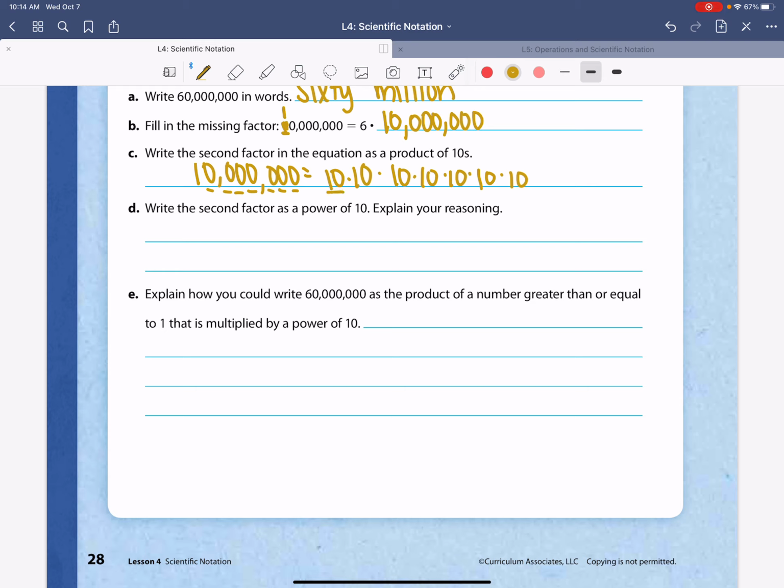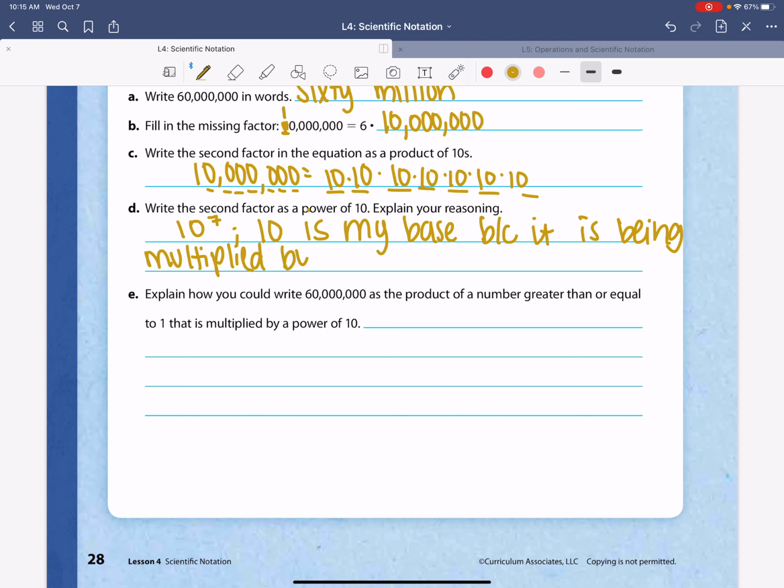D says write the second factor as a power of 10. So I see that 10 is being repeatedly multiplied, and it's being multiplied by itself 7 times. So that's what I say. 10 is my base because it is being multiplied by itself several times. And the several times is 7 times. And there you go.